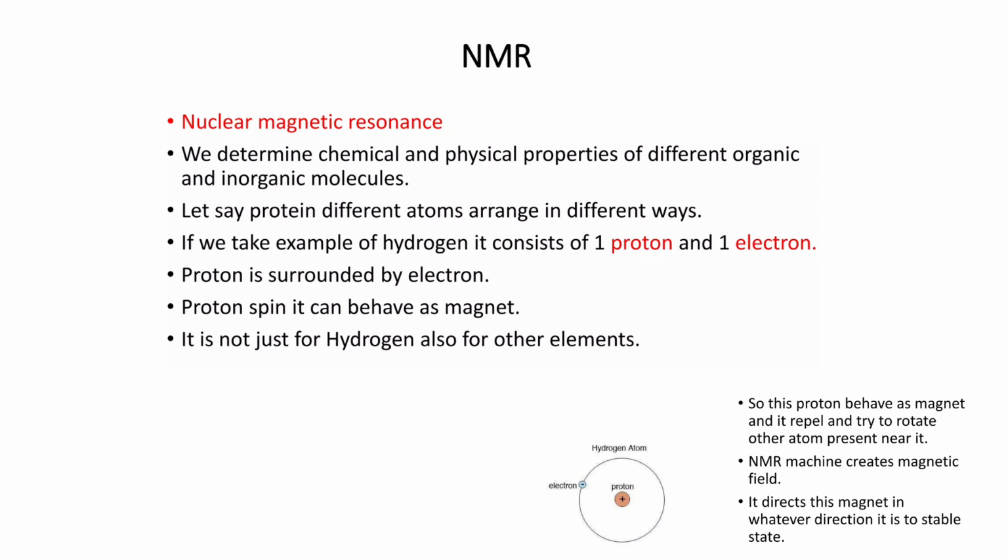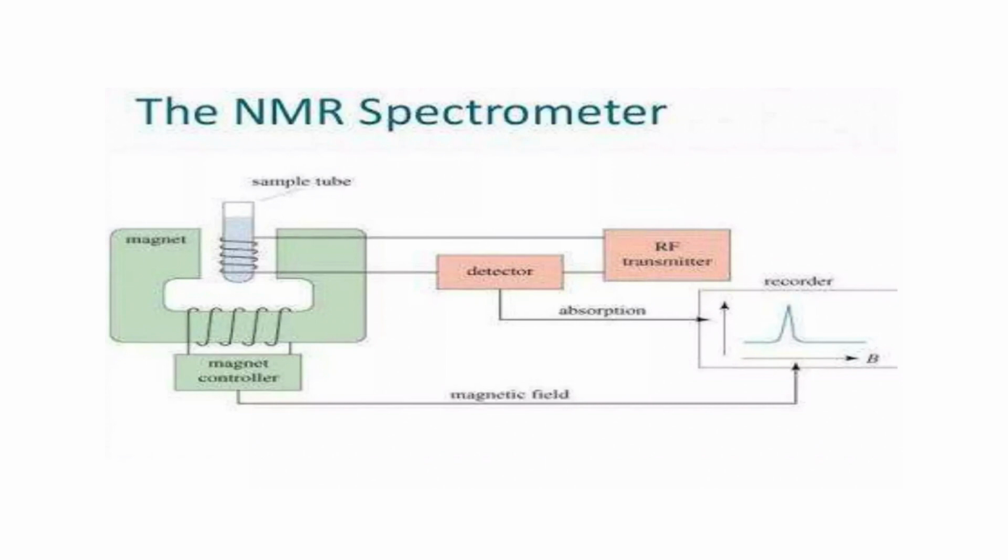So, the protons in the atoms of the molecules behave as magnets, and they repel and try to rotate the other atoms present near them. So the NMR machine creates a magnetic field and directs these magnets, which are the protons, in whatever direction it takes to reach the stable state. Here's a diagrammatic representation of the NMR spectrophotometer.